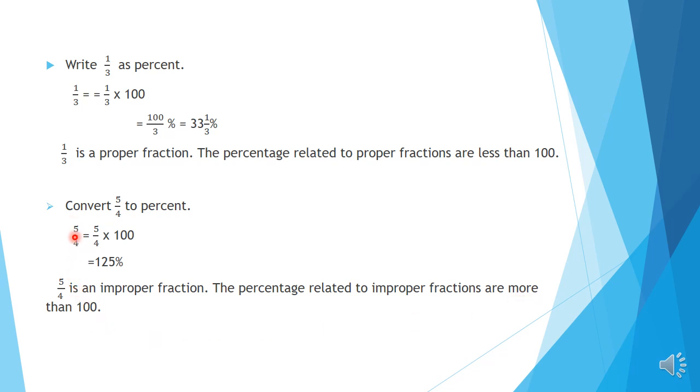Children, 5 by 4 is an improper fraction, you know, and its percentage is 125 percentage. It is greater than 100. So all improper fractions, when you convert to percentage, you will get greater than 100 percentage. Okay children?